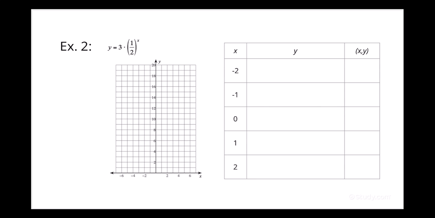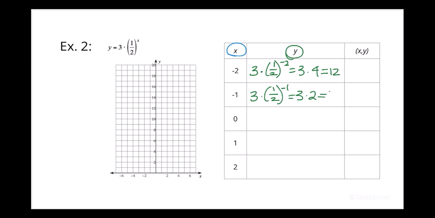Again, we are going to take our x values that I've identified, 2 negative, 0, and 2 positive values, and we will use those to calculate our y values. If x is negative 2, y is 3 times 1/2 to the negative 2 power, which is 3 times 4, which is 12. If x is negative 1, we have 3 times 1/2 to the negative 1 power, which is 3 times 2, which is 6.